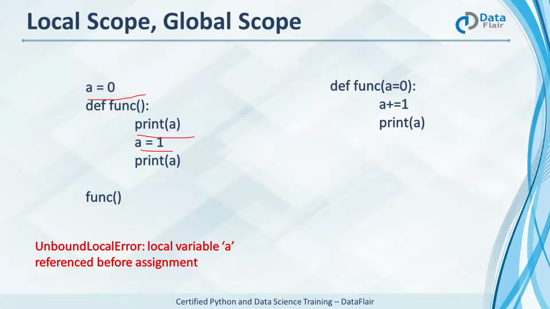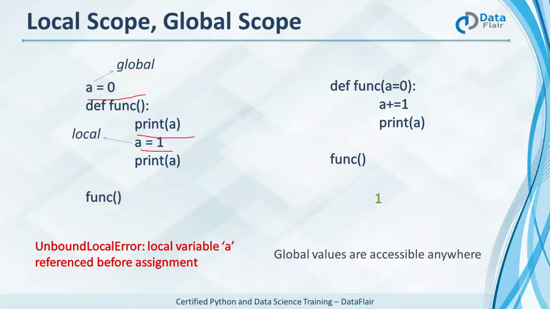This one has a as a default argument with the default value of 0. It increments a by 1, then prints it. Make a call to func and it prints 1. In all of this a is global to func and this one is local. A global value is readable anywhere in the program.